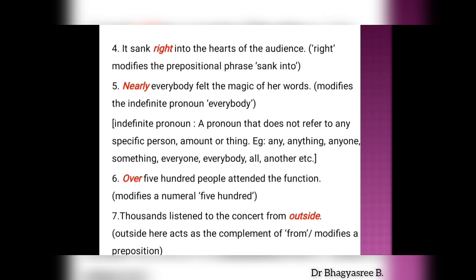Next is the seventh point, thousands listened to the concert from outside. So here outside is the adverb and outside acts as the complement of from and modifies this particular preposition. So you can say outside is the adverb which is modifying from, which is a preposition. So here outside modifies the preposition from. So that is the seventh example.